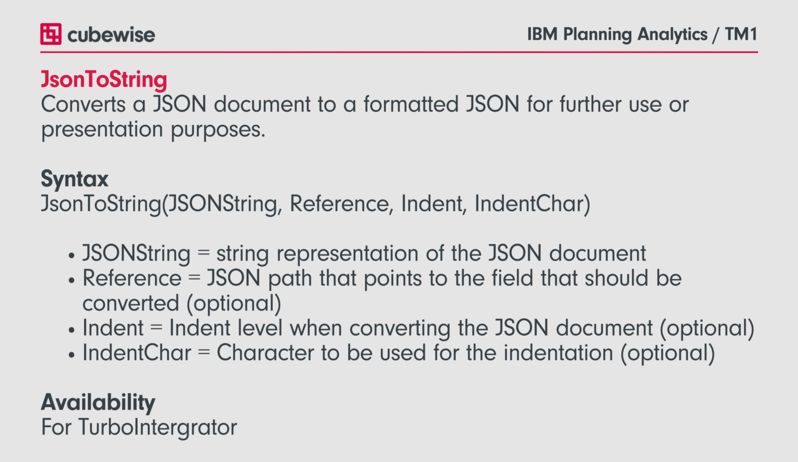The JSON to string function converts a JSON document to a formatted JSON for further use or presentation purposes. JSON string is a string representation of the JSON document. Reference is the JSON path that points to the field that should be converted to a string and is optional.